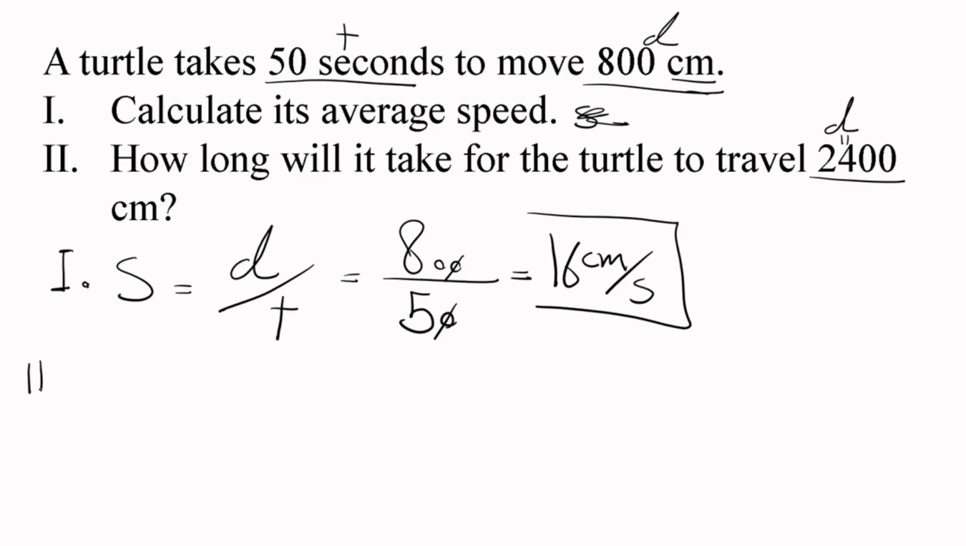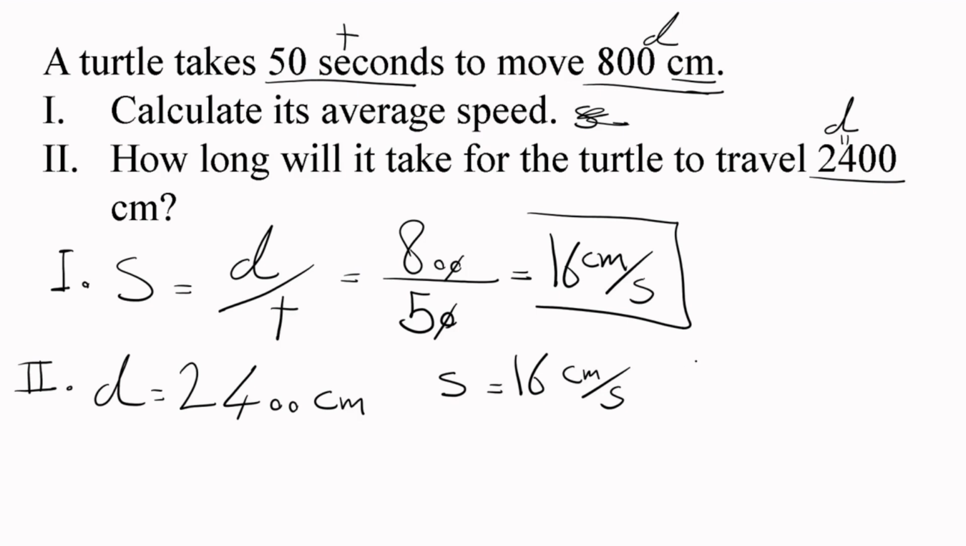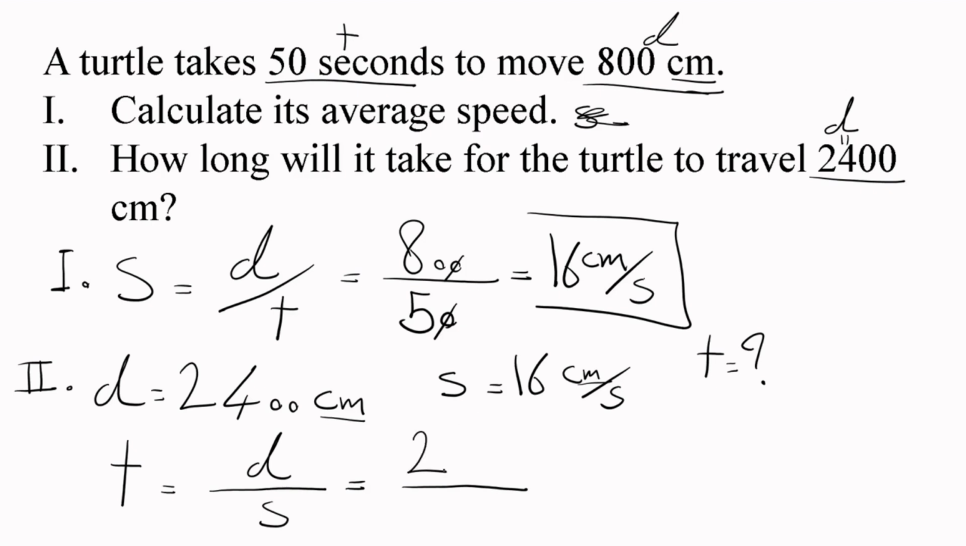For the second part, we have D, which is 2400 centimeters. And of course, we have the speed. Average speed is equal to 16 centimeter per second. And we want to calculate T. What was the formula for calculating T? T is equal to D over S, which will be, look, here we have centimeter and here we have centimeter per second. So units are corresponding and we do not need any conversion.